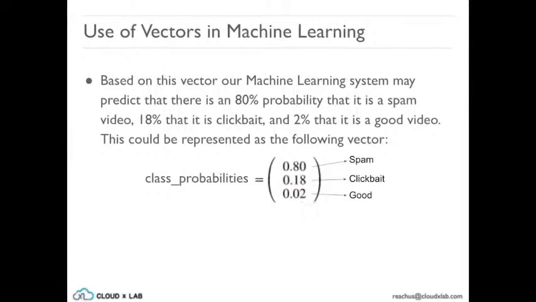This is classification. If you're working with machine learning classification, you would typically have to classify an object into multiple types. For example, a video could be spam, clickbait, or good, and they each have probabilities. The sum of the probabilities will come to 1, and you would represent it this way.